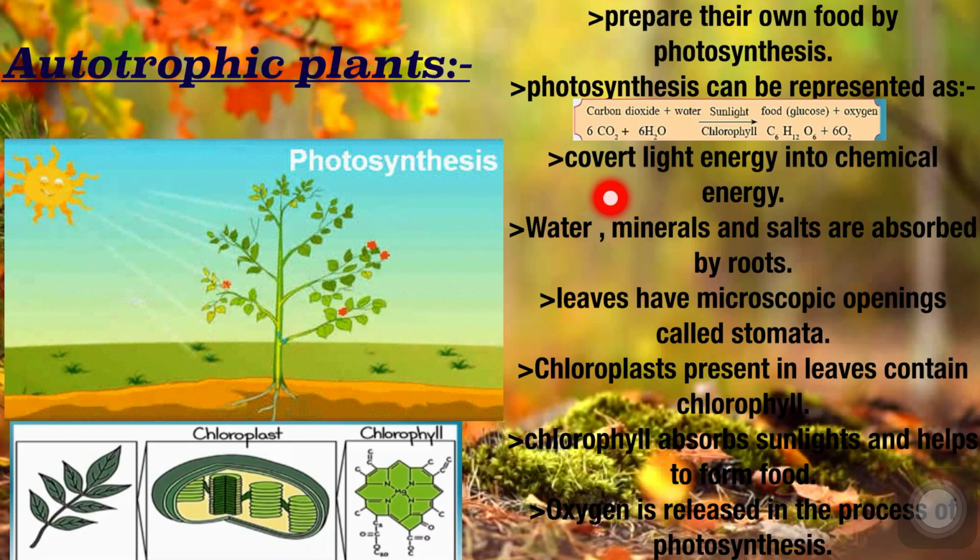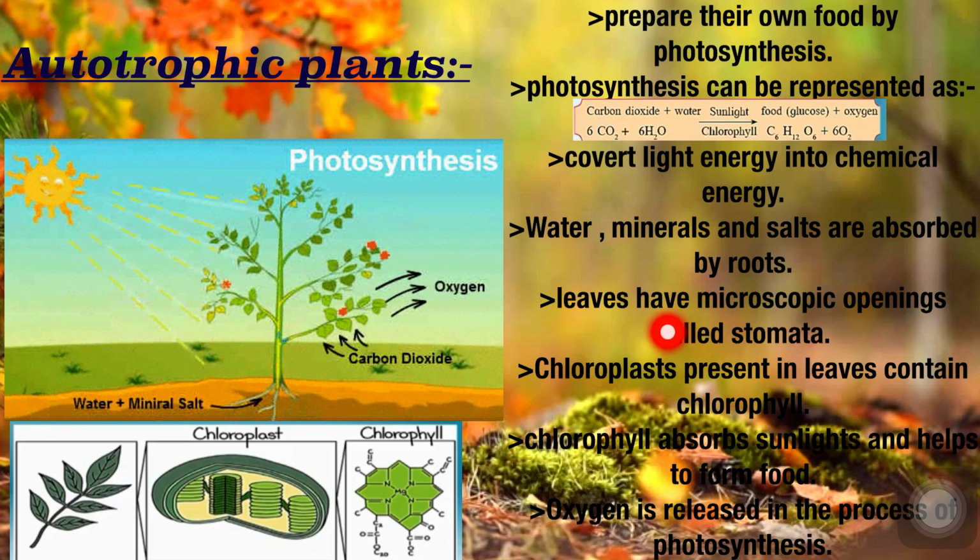Students, plants convert light energy into chemical energy, which stores it in the form of food. Water, minerals and salts are absorbed by roots from the soil. The stem transports them up to the leaves. The leaves have microscopic openings called stomata.